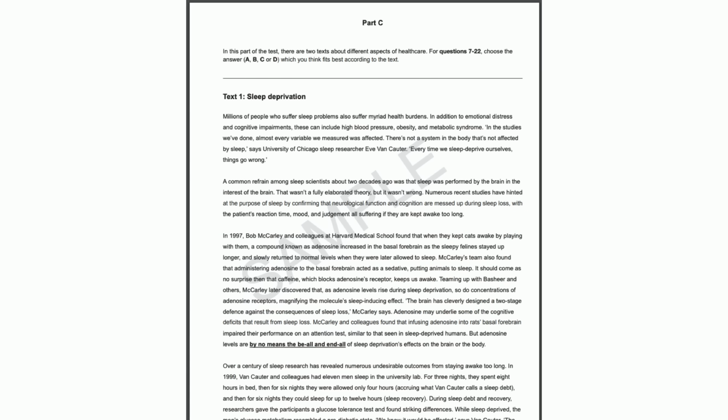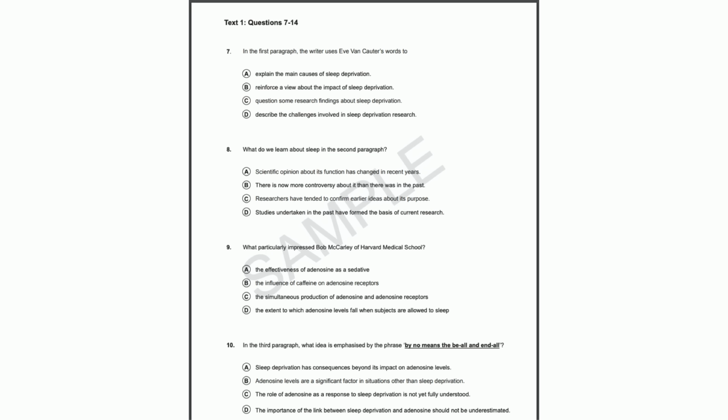For part C, it's different. For part C, what you get is a long text. I think these are up to 700 words or something like that, divided into paragraphs. And it's about a specific topic, for example, sleep deprivation. And following this large text, you get, for example, 7 questions. Again, multiple choice. This time there are 4 answer options.